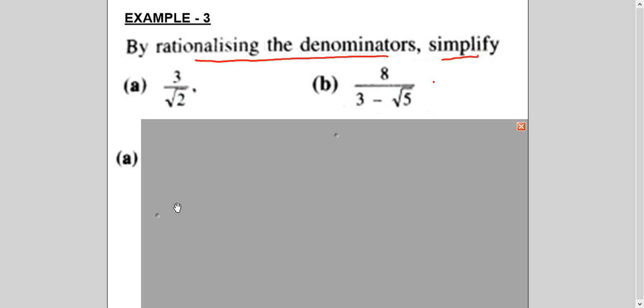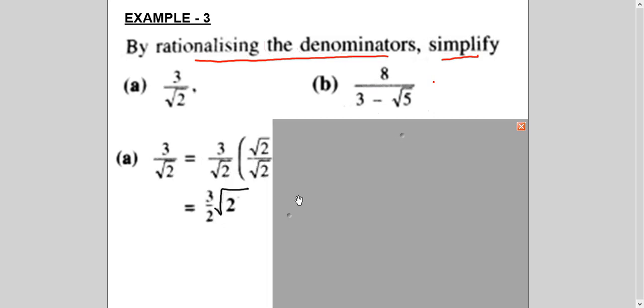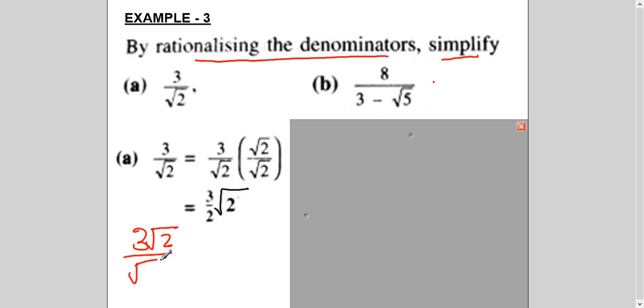So when it is a single term, what is the technique? You multiply and divide this fraction by whatever surd is given here. If I had been given root 5, I would have multiplied and divided by root 5. The reason is root 2 into root 2 is what? Root 4. So actually this question will become this, and root 4 is equal to root 2. So this is how you have gotten this answer. You see the surd is gone from the denominator.